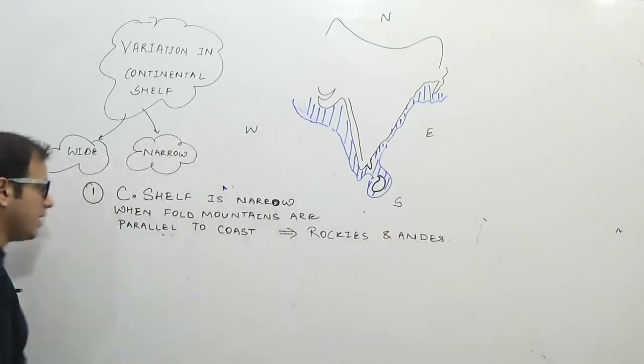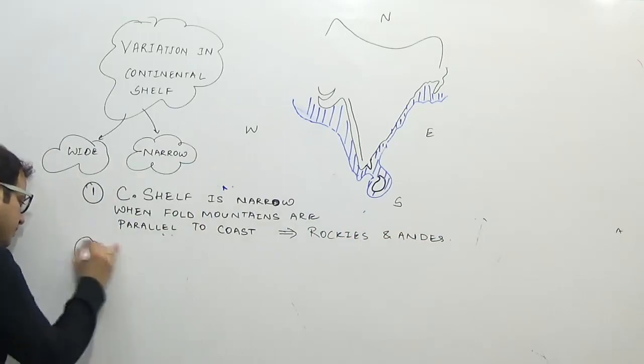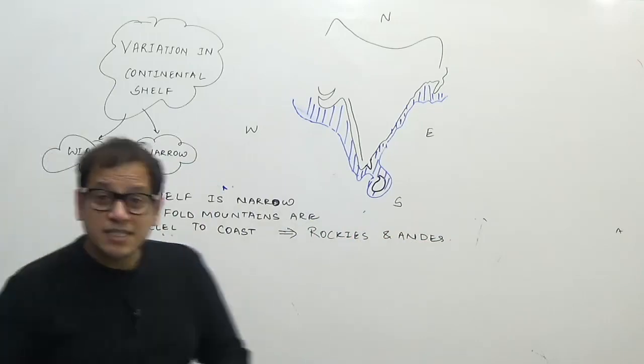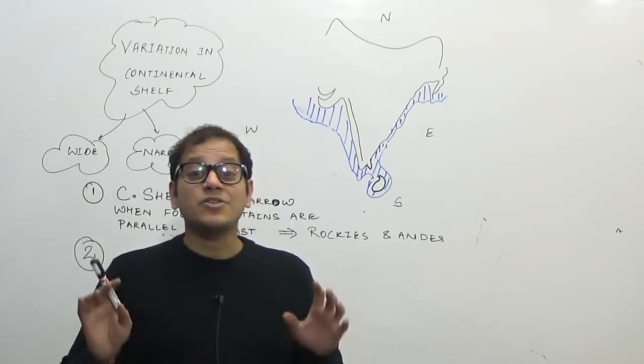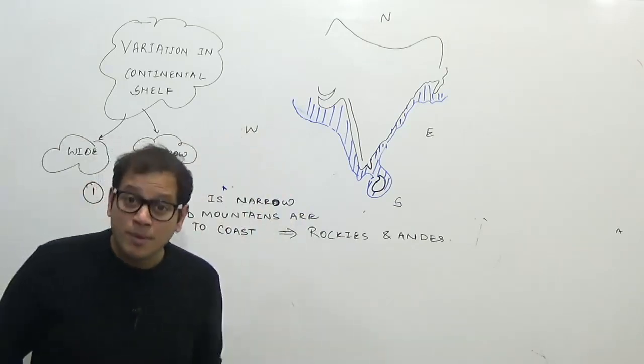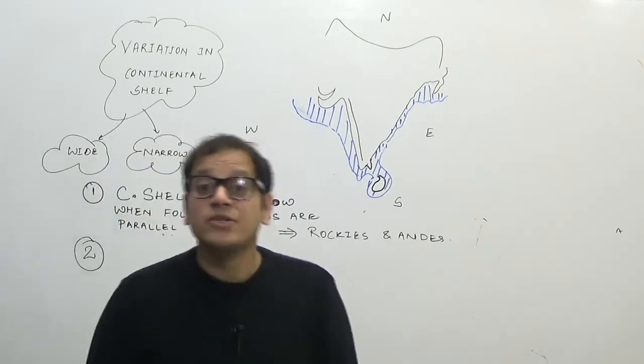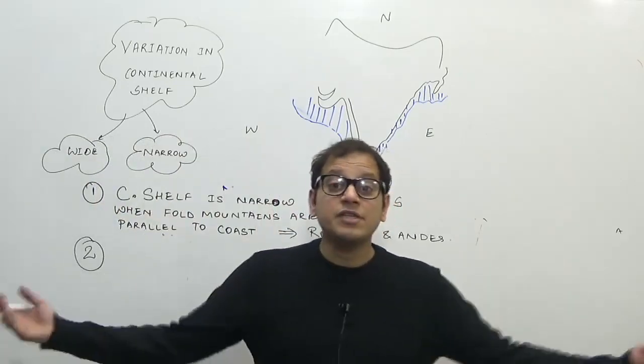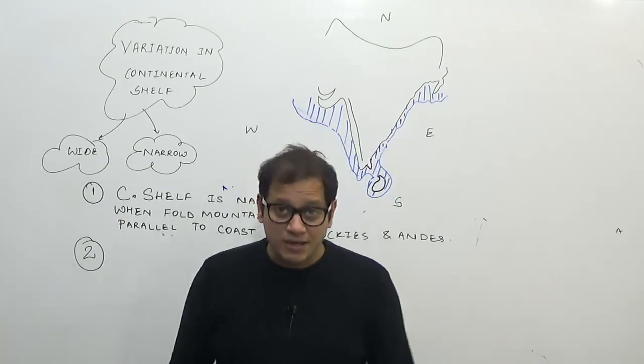Examples are Rockies and Andes. So the second is, now what is a Western Ghat? Western Ghat is not a fold mountain. So continental shelf is narrow only when the fold mountain is there. What is a Western Ghat? Actually, when we'll do Indian geography, we'll see that Western Ghat is not even a mountain.